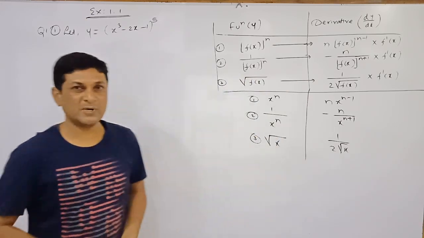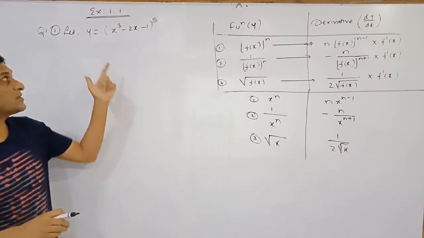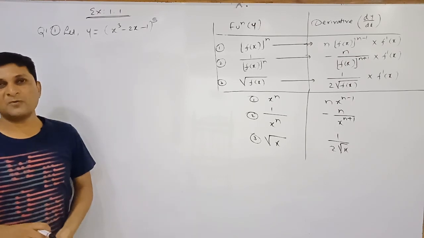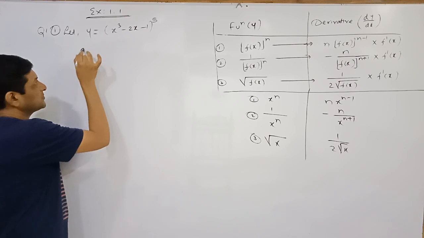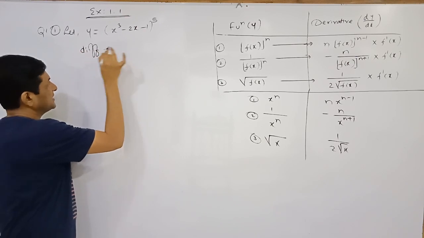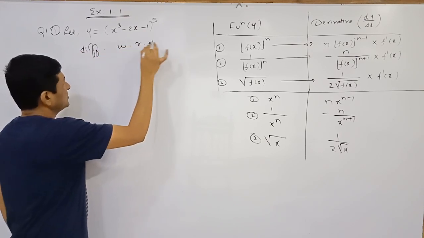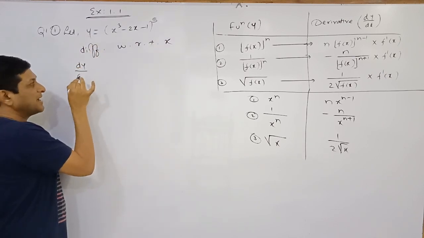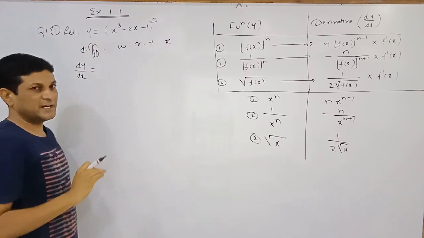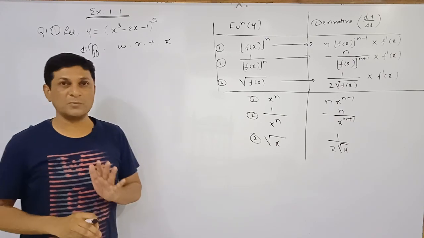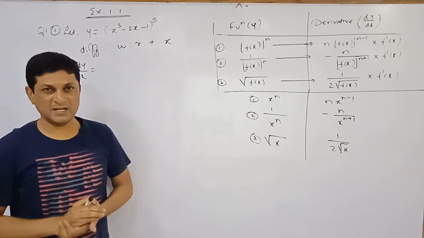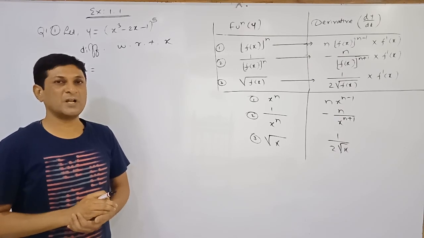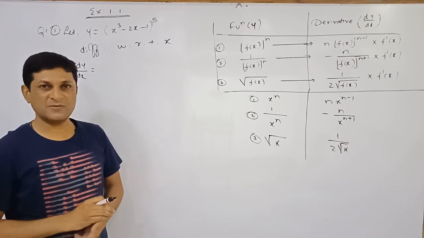Observe example number first. In example number first, one function is given to us. This function we have denoted by y. Now we are differentiating it with respect to x. So the derivative of y is denoted by dy by dx. But whenever we are finding differentiation, we have to observe the given function very carefully, and later on you have to decide which formula we can apply to find the differentiation.